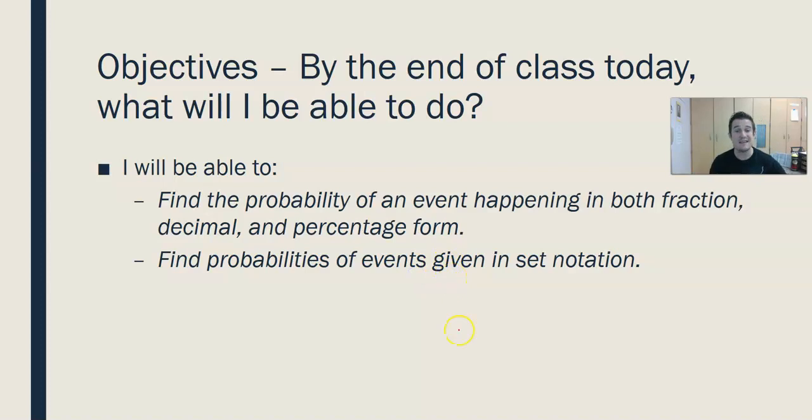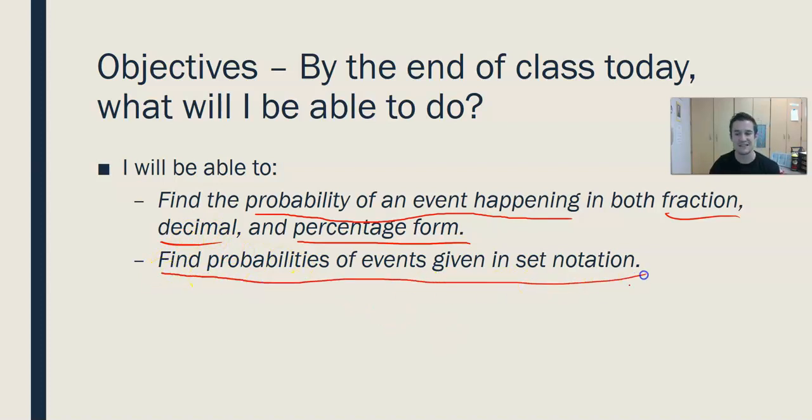So by the end of this video, this is what I hope that you're able to do. I want you to be able to find the probability of an event happening in fraction, decimal, and percentage form. And I'll talk about that as we get into this. And I want you to be able to find probabilities of events given in set notation.